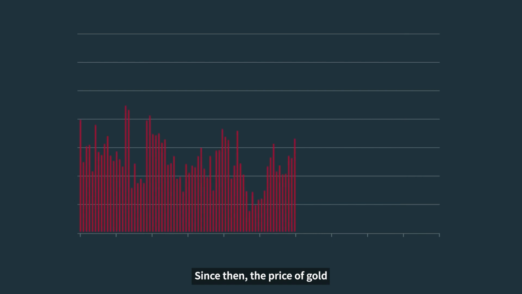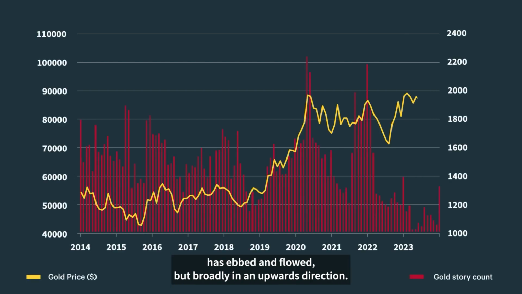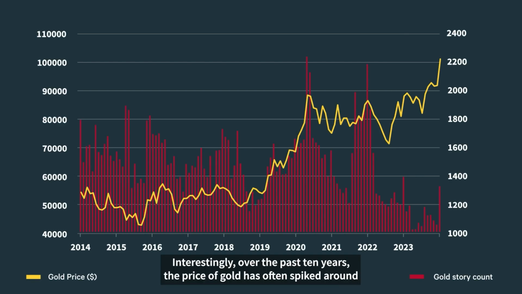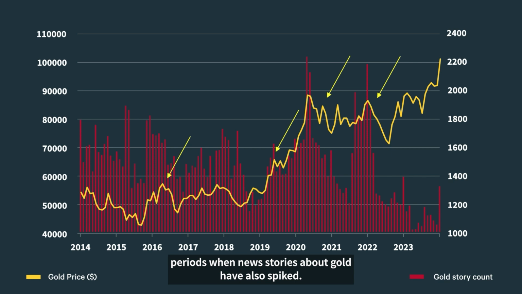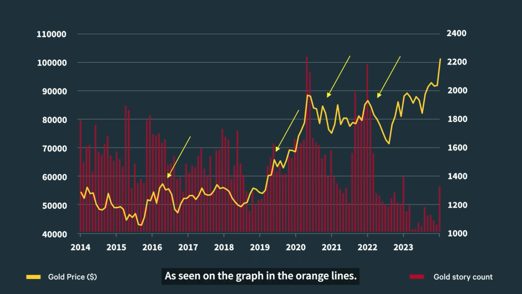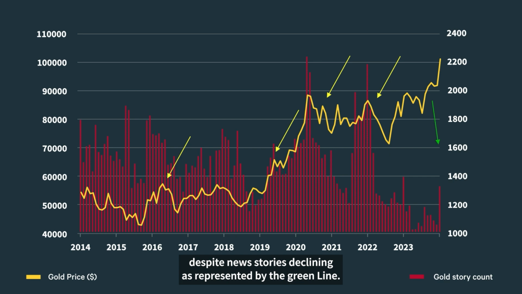Since then, the price of gold has ebbed and flowed, but broadly in an upwards direction. Interestingly, over the past 10 years, the price of gold has often spiked around periods when news stories about gold have also spiked, as seen on the graph in the orange lines. However, more recently, the price of the yellow metal has risen, despite news stories declining, as represented by the green line. Why might this be?